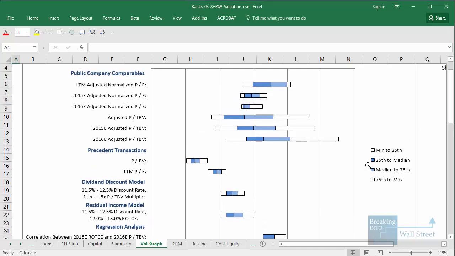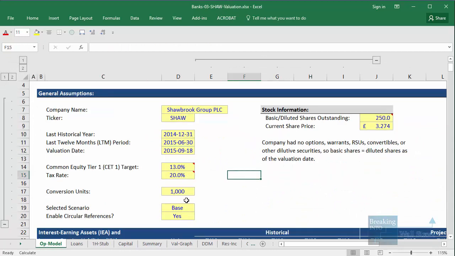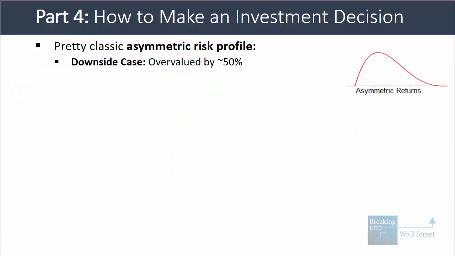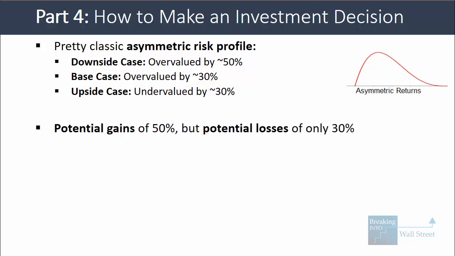And if you go and change the scenario here, and let's say we change it to the downside or upside case, we get these results. In the downside case, the company's overvalued by about 50%. In the base case, it's overvalued by about 30%. And in the upside case, it's undervalued by about 30%. So if you think about what this means, we have potential gains of 50%, but potential losses of only 30%, which is exactly what you want to see when you make this type of recommendation.